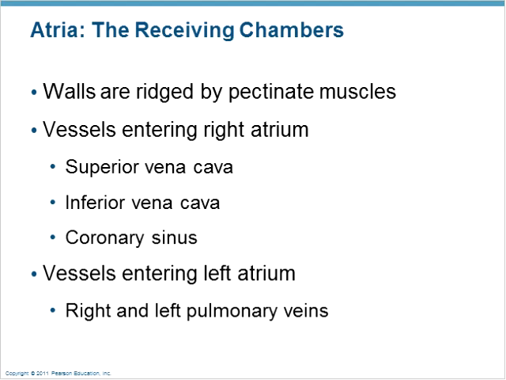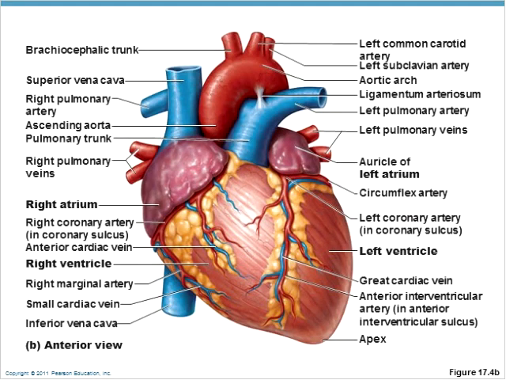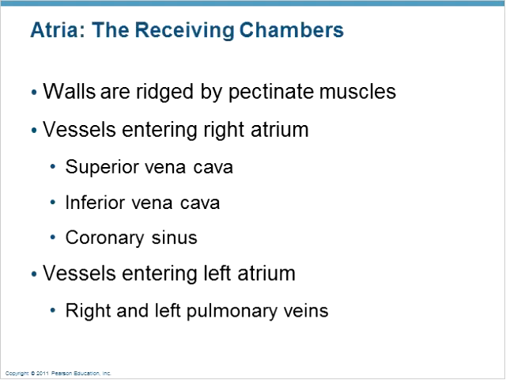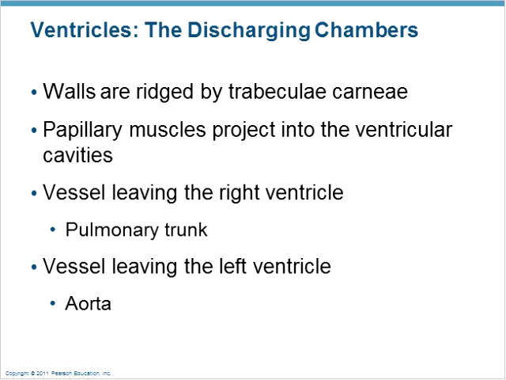The vessels entering the left atrium, on this other side over here, are really blood returning from being oxygenated in the pulmonary system, and all vessels that come to the heart are veins. All vessels where the blood flows away from the heart are arteries. So the blood is coming back to the heart from the lungs, and they come back via the pulmonary veins from the lungs proper.